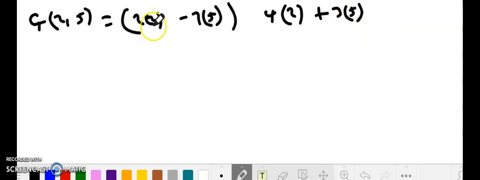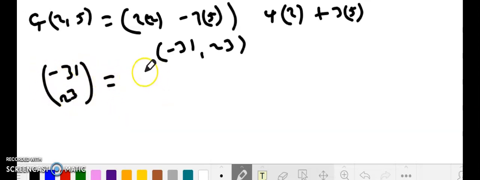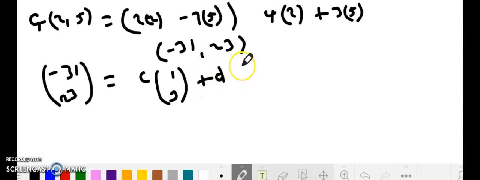So if we multiply these two things, 2 by 2 we know it is 4, 4 minus 7 times 5, here we get negative 31. 4 multiplied by 2 will give us 8, plus 3 multiplied by 5, which is 15, here we get 23. This is what we have in B, so now we have negative 31, 23 as our base, and we can introduce some vector C into 1, 3, which is our basis, plus D into some, the basis was 2 and 5.